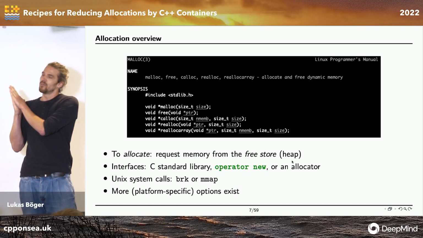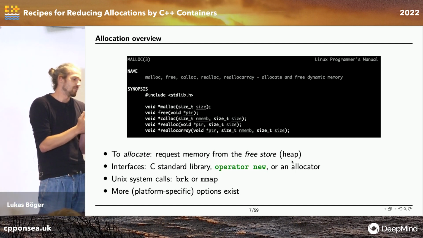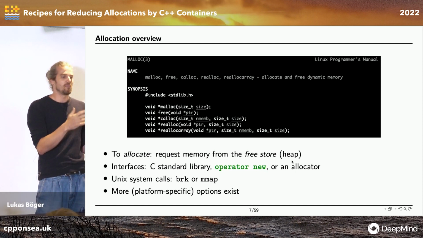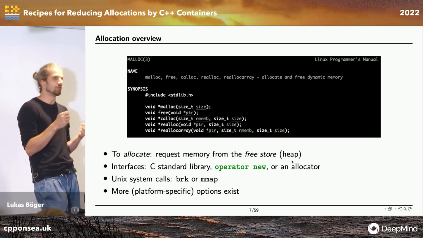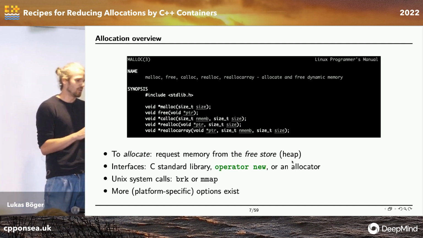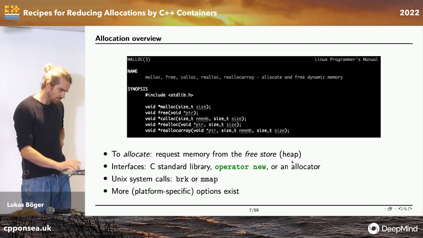Last note, there are more options than this to allocate memory. They're usually platform specific, like on macOS you would have malloc_zone_create and so on. But we don't need to look into this here.